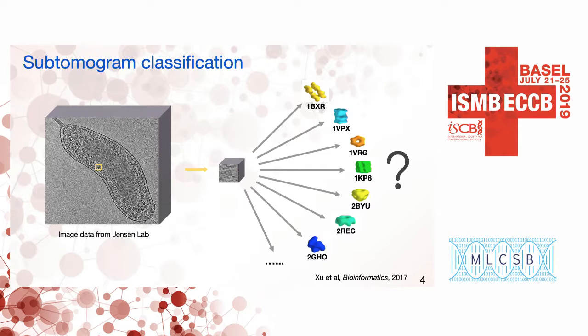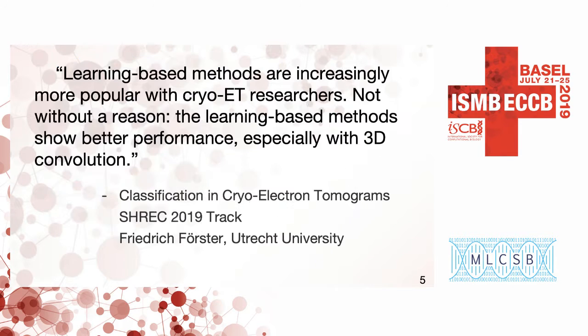To identify and classify the macromolecules inside a subtomogram, researchers have proposed many methods in recent years. Since 2017, deep learning-based subtomogram classification methods have been proposed and attracted a lot of attention. In the SHREC 2019 track, classification in cryo-electron tomograms, organized by Dr. Friedrich Förster, 8 groups from 4 countries participated in the competition. Based on the results, the track concluded that learning-based methods are increasingly more popular with cryo-ET researchers, not without a reason. The learning-based methods show better performance, especially with 3D convolution. By the way, our lab achieved a tied best performance on macromolecule classification, macromolecule localization, and a second best performance on macromolecule classification.